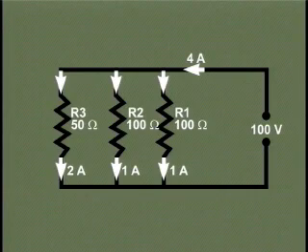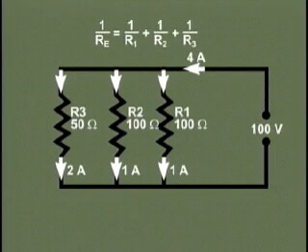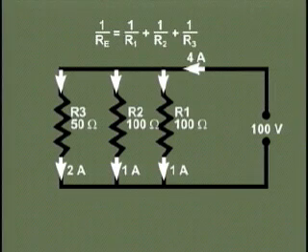Another way to determine the current flowing in a circuit with resistors connected in parallel is to calculate their equivalent resistance. This can be done using the following formula that states that the reciprocal of the equivalent resistance is equal to the sum of the reciprocals of the resistance in each branch.